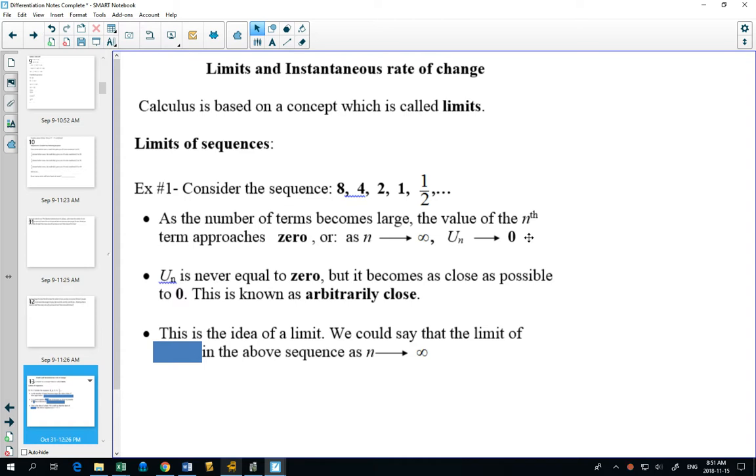Does that make sense? So we call that arbitrarily close. So we would say that the limit of this is 0. And we did geometric sequences like this, and even infinite geometric sequences of adding this up.